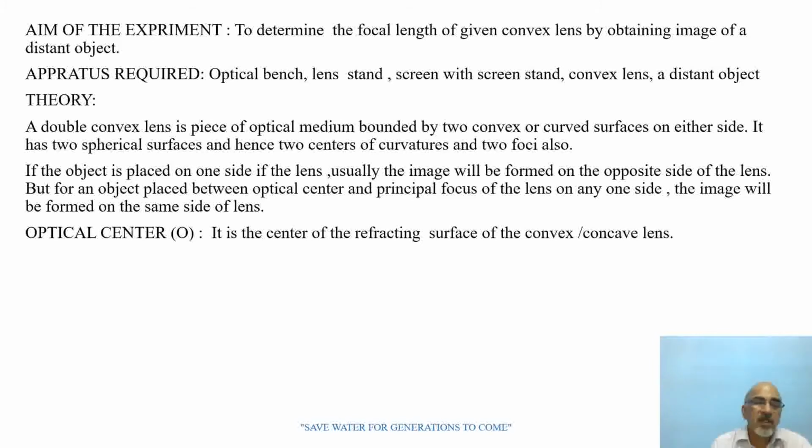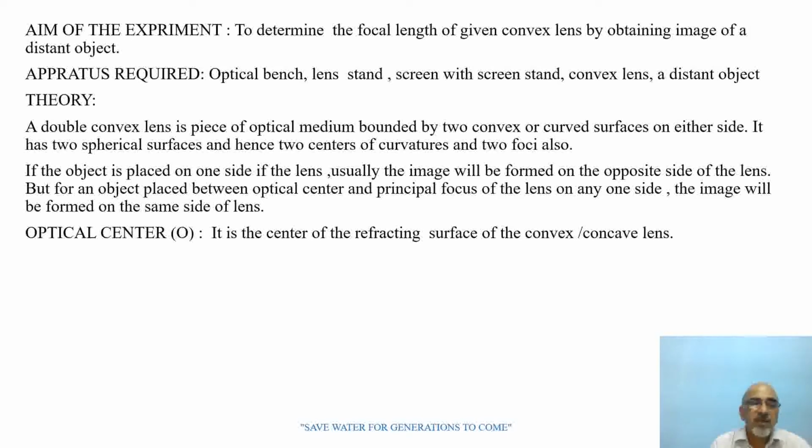So what is the theory here? What is a lens? Here we are going to study what a lens is and the terms related to a lens. A convex lens is also known as a double convex lens because it has two curved surfaces. A double convex lens is a piece of optical medium. It can be of transparent plastic also. So it is an optical medium bounded by two convex or curved surfaces on either side. It has two spherical surfaces and has two centers of curvature and two foci also. This you have been taught in theory.